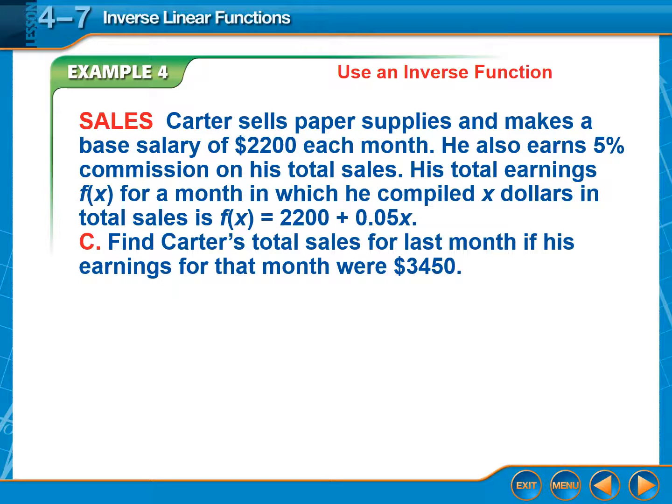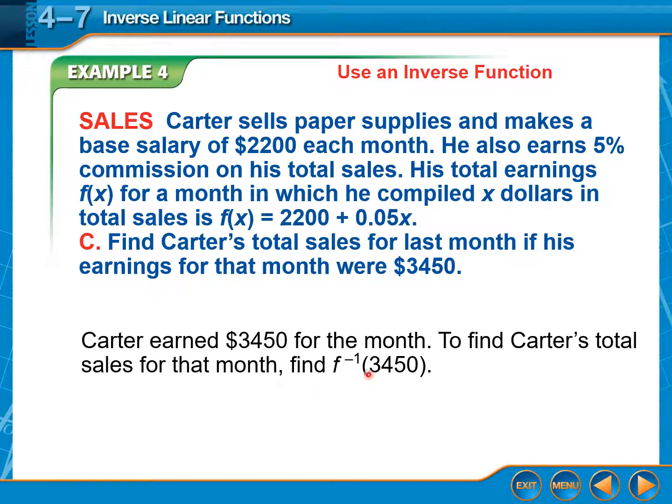And the last part, using the inverse function. So if you were to take the original function here, where his earnings is equal to 2,200 plus 5% of his sales, okay, we could find his sales based on his total earnings. Right? In this case, his earnings are $3,450. So we would replace f of x with 3,450 and then solve the equation. Well, what we've done by finding the inverse function is we've created a shortcut. So using the inverse function, because remember, now the inverse function represents his sales, which is what we're looking for.